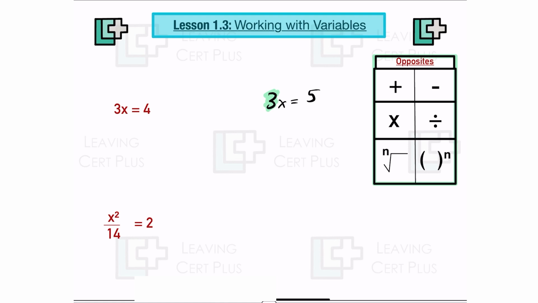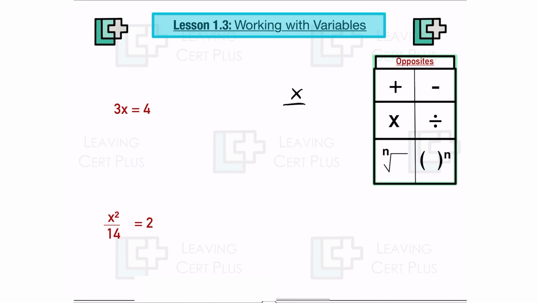So what we need to do is undo that multiplication with its opposite, division. So we're going to divide both sides by 3. That's going to get rid of that 3, and I've got x is equal to 5 over 3. So now I've isolated the x. What we've done is we undid that multiplication with division. So similarly, if I have division occurring, and I want to undo that, I can use multiplication.